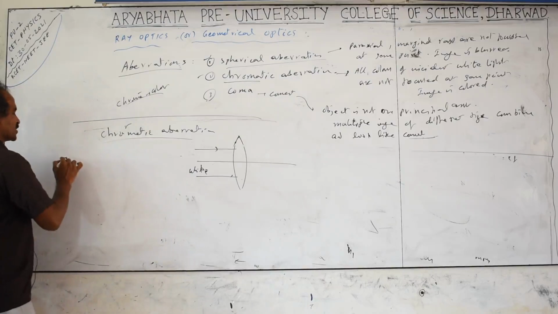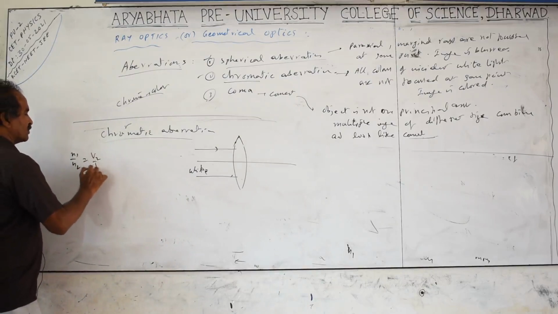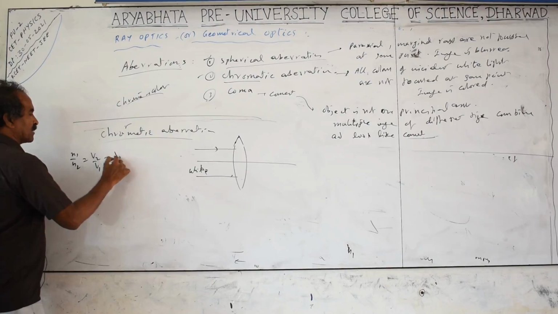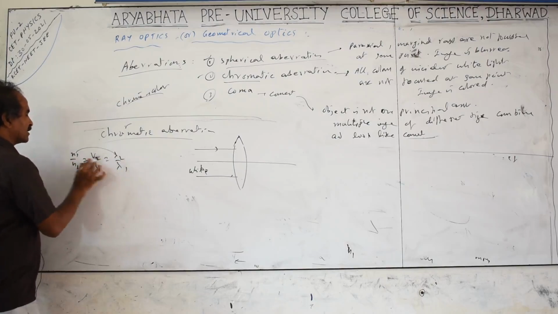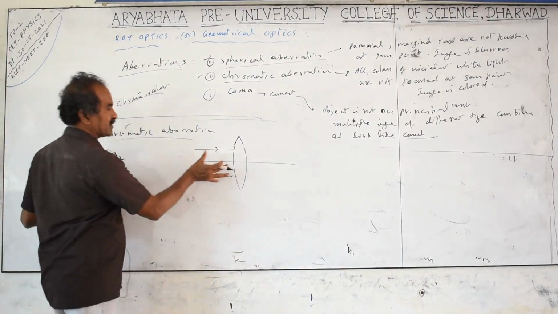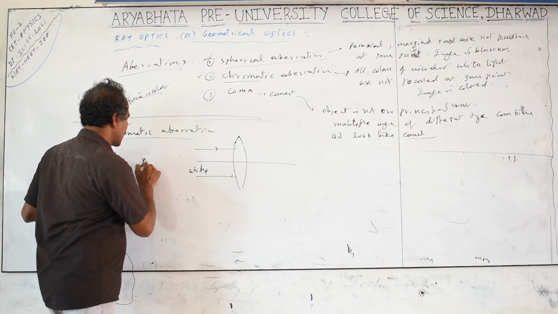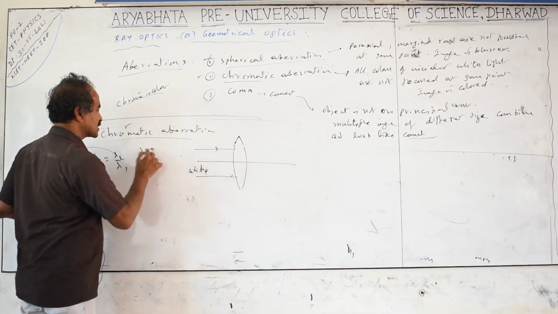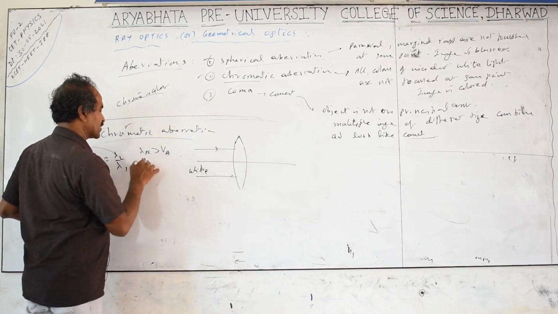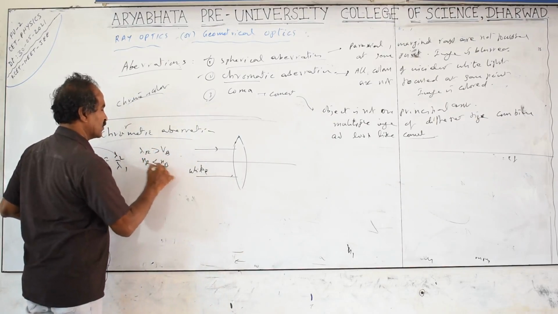Or you can take it in terms of velocities. From Snell's law, n1 by n2 is equal to v2 by v1. V equals f lambda, and the frequency is constant here, therefore n1 by n2 equals lambda 2 by lambda 1. Lambda and n are inversely related, velocity and n are also inversely related. That means in white light with different colors, the wavelength of red is larger than that of blue or violet. So the refractive index of red is less than that of blue or violet.